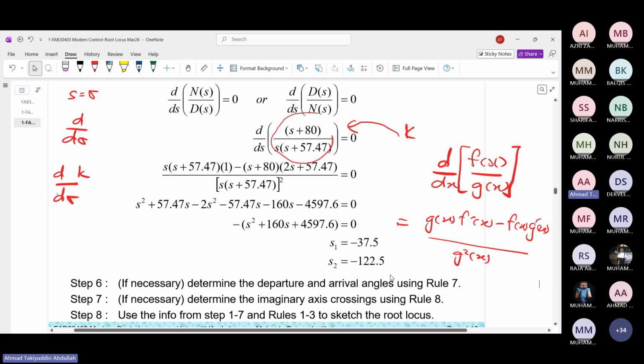Hello, guys. Can you reach the answer? Did you get this S1? One of the S values will be minus 37.5 and the other will be minus 122.5. Did you get these two values? Okay, I hope so. If you do not have a problem, I'm just going to conclude this part. If you do have a problem, by all means, guys, ask me.